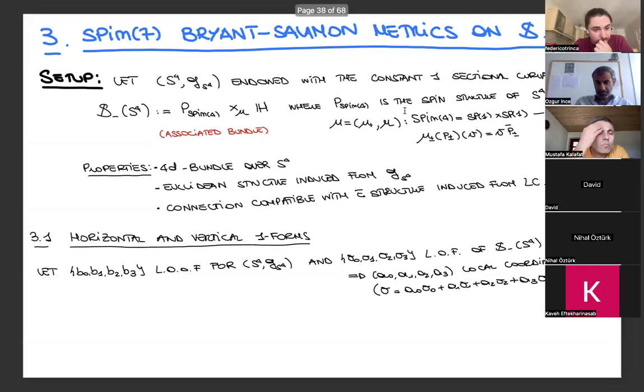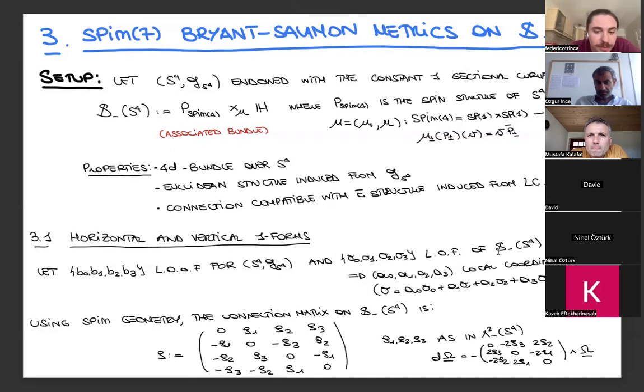Okay, so as above, we pick a local orthonormal frame for our round sphere, and sigma 0, sigma 1, sigma 2, sigma 3, a local orthonormal frame of the negative spinor bundle of S4. And this local orthonormal frame is induced directly from the local orthonormal frame of S4. So we also have local coordinates, in the sense that each section is parameterized by A0, A1, A2, A3 and this local orthonormal frame.